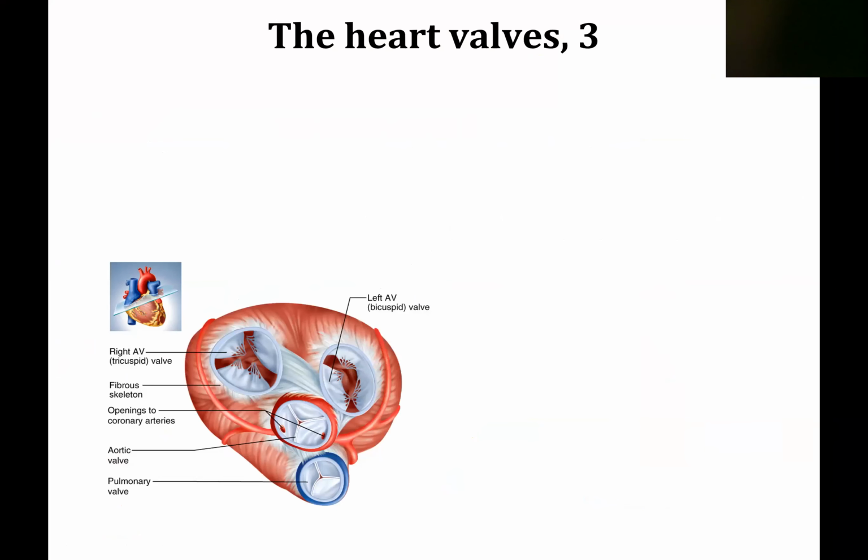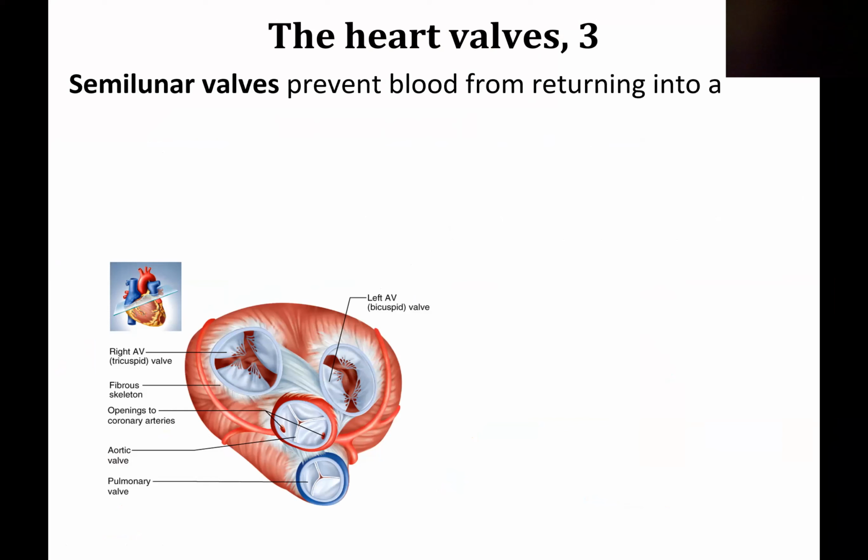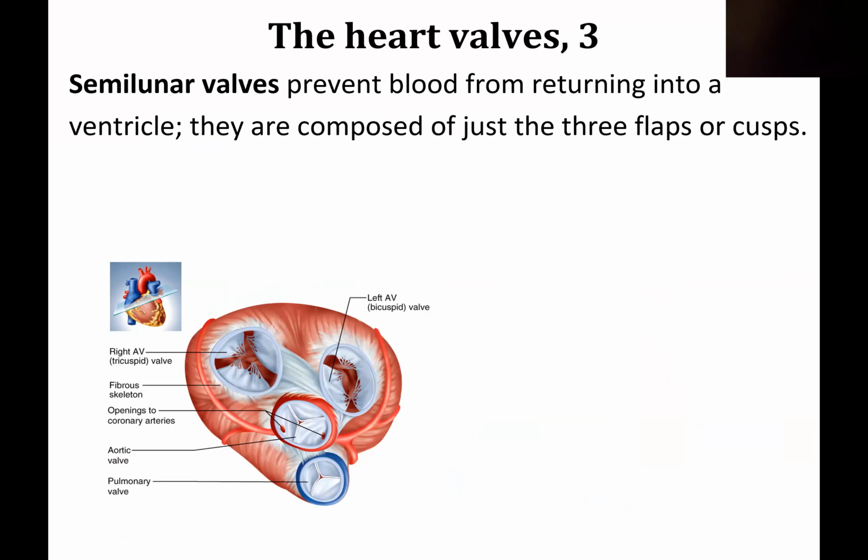Last time we did the atrioventricular valves. There's another type of valves called semilunar valves. The semilunar valves also prevent blood from returning, going backwards. This is going to prevent blood from going into a ventricle. They're different than the atrioventricular valves because they only have the cusps. They only have 3 cusps. So the bicuspid is the only one that has 2.